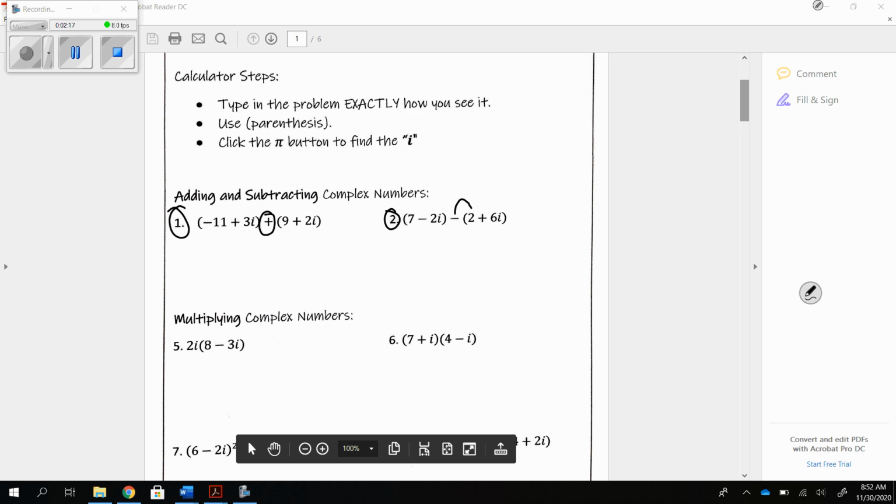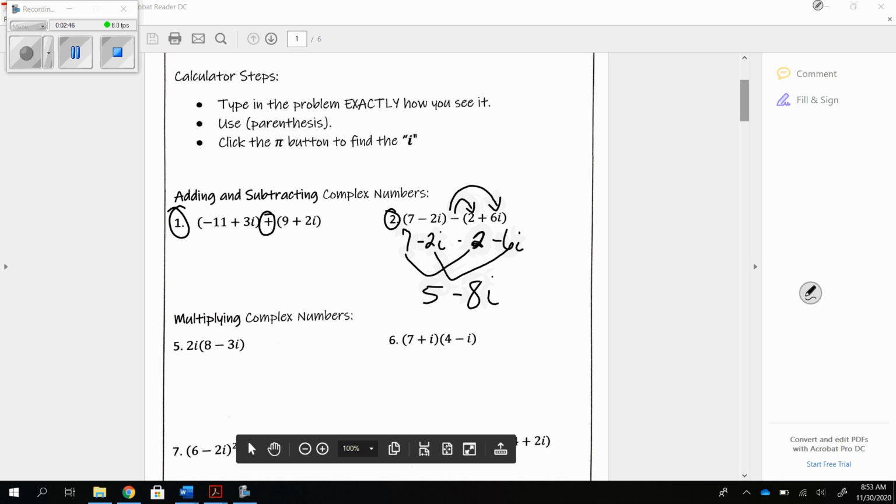Send this negative to both of these in the second expression. So we get 7 minus 2i minus 2 minus 6i. All right, and then from there, we are just combining like terms. 7 minus 2 is a positive 5, and then negative 2i minus 6i is minus 8i.